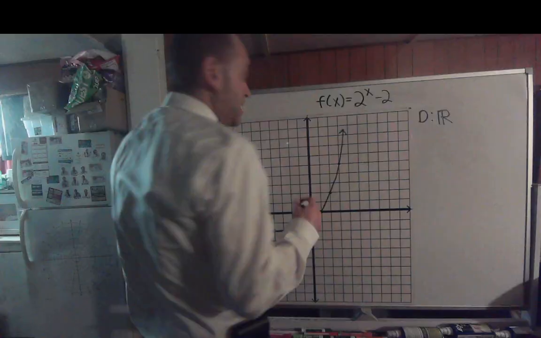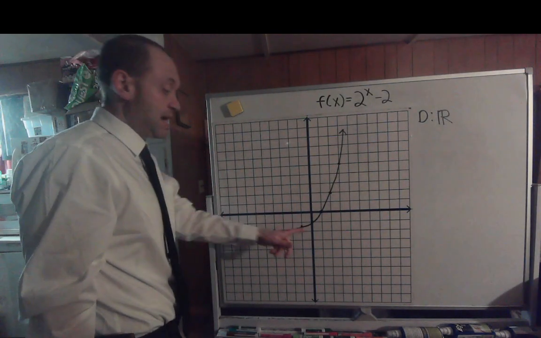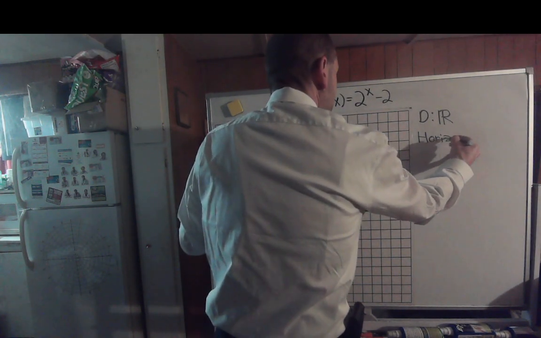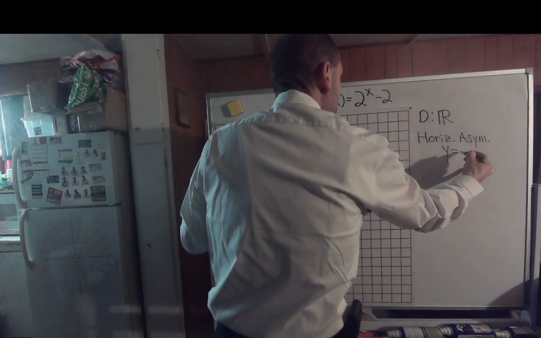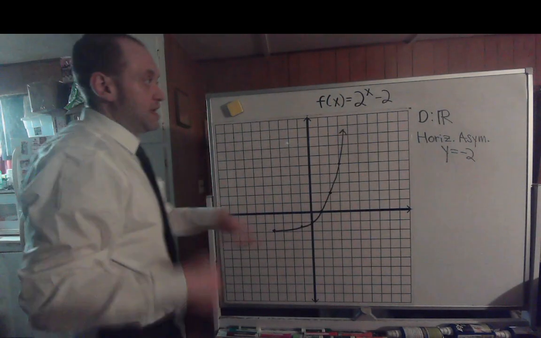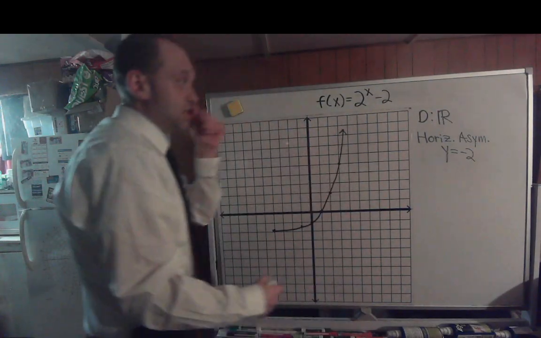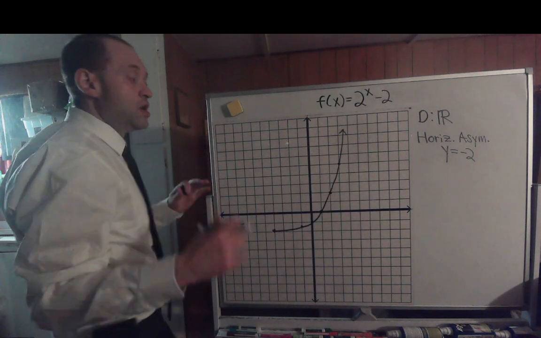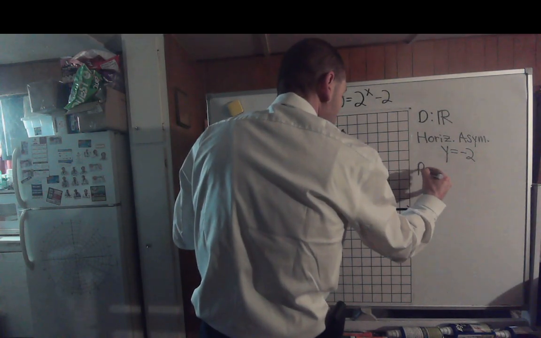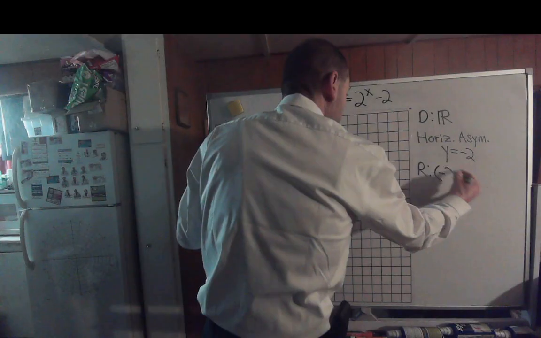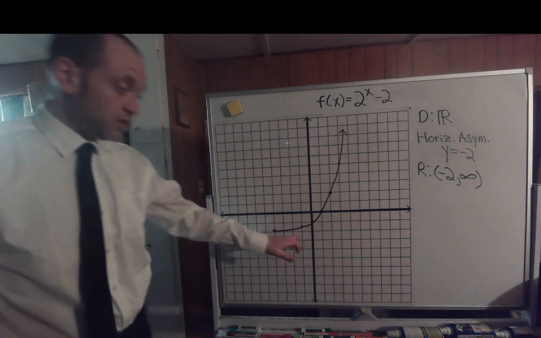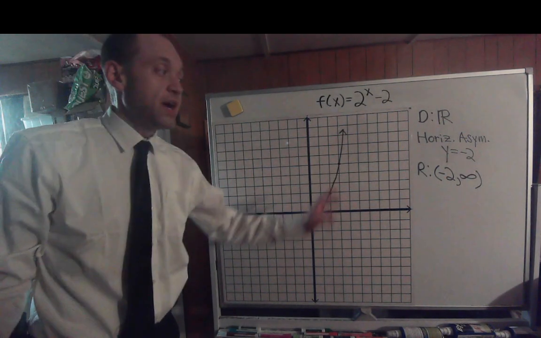That does impact your range because my horizontal asymptote is now down to y equals -2, because that vertical shift will shift everything. So my horizontal asymptote goes from y equals 0 to y equals -2, which means my range would go from -2 non-inclusive to infinity. Because I'll get infinitely close to y equals -2, but I'll never actually reach it.